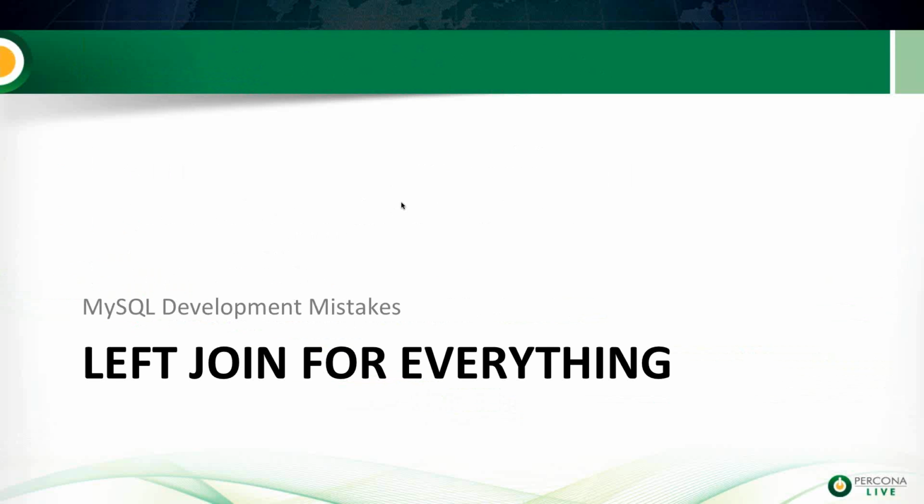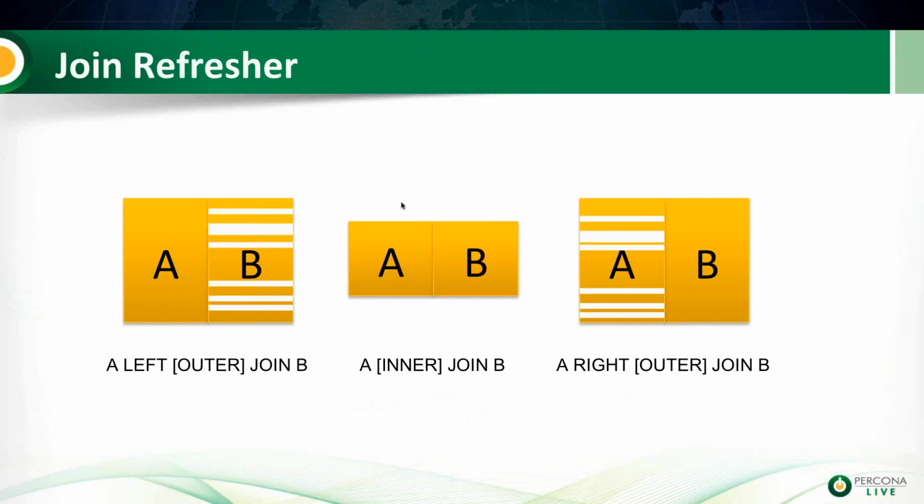Let's talk about left join for everything. Just as a refresher, because I frequently see people who have misunderstandings about which type of join is which, the default type of join in SQL is just the inner join. And I'm trying to illustrate these. If you've got rows in table A and table B, you do an inner join between them, the center one in this diagram. It'll only find rows for which there are matches in both tables that match each other.